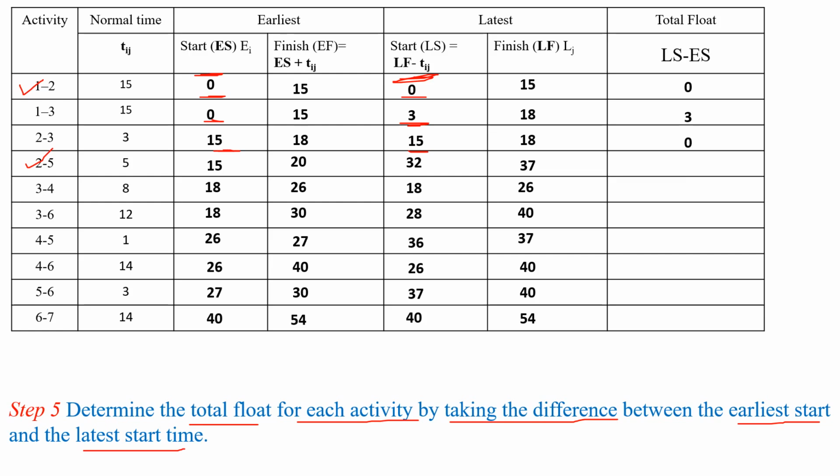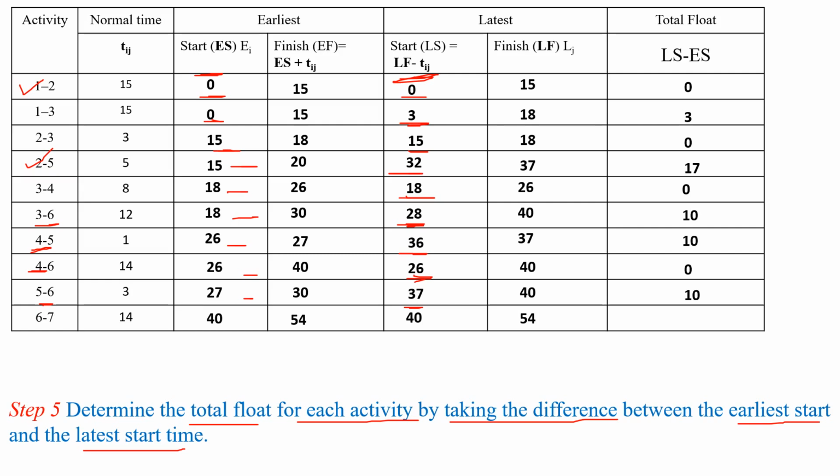Next activity 2 to 5, so it is 32 minus 15, it is 17. Next activity 3 to 4, 18 minus 18, it is 0. Next one is 3 to 6. For that one 28 minus 18, it is 10. Next activity 4 to 5, that is 36 minus 26, it will come the value 10. Next activity is 4 to 6. For 4 to 6, it is 26 minus 26, it is 0. Next activity 5 to 6. For this one 37 minus 27, it is 10.